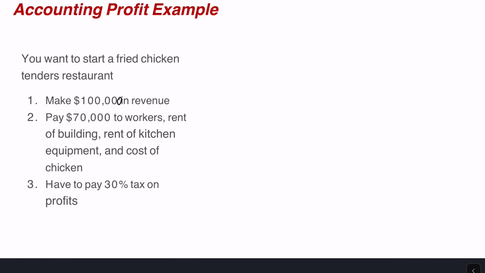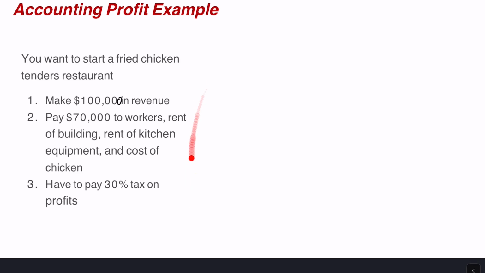So I'm going to go through an example of how to calculate an accounting profit. Say you wanted to start a fried chicken tenders restaurant in Oxford, which former Miami alums wanted to do. And they did that at Ox Vegas a couple years ago. So let's just assume that you're going to make $100,000 in revenue from this restaurant. You have to pay $70,000 to your workers, your rent on the building, rent the kitchen equipment, and the cost of the chicken. All right, so these are all your raw materials and labor and capital that you have to do there. And then you have to pay 30% tax on any of these profits that you have.